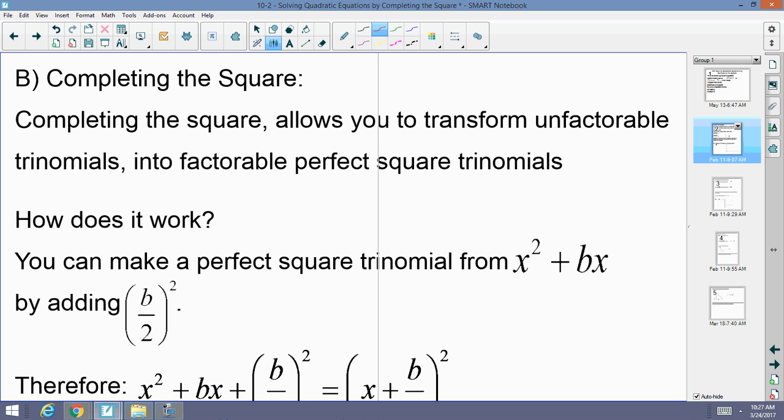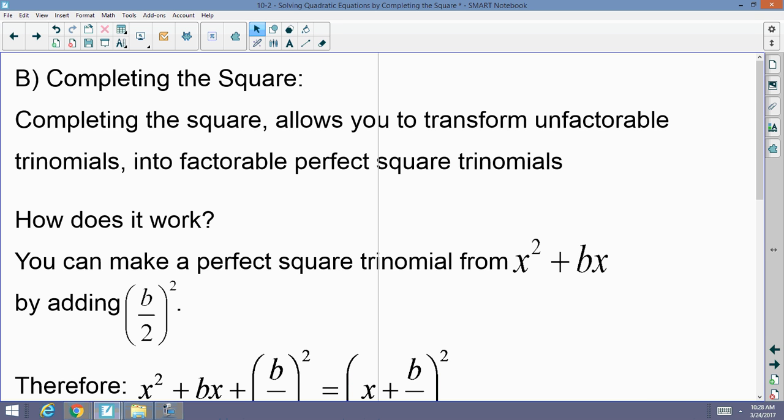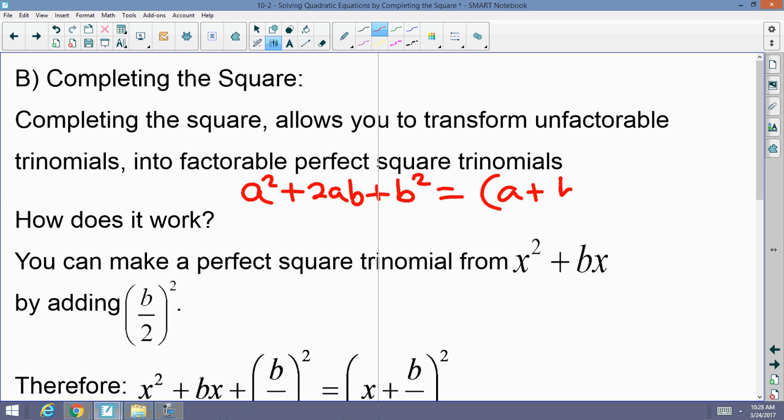All right. When you are completing the square, this skill allows you to transform an unfactorable trinomial into a factorable perfect square trinomial. What is a perfect square trinomial? Well, if you remember, a squared plus 2ab plus b squared equals (a plus b) squared, right? That's a perfect square trinomial. It could, of course, be negative.